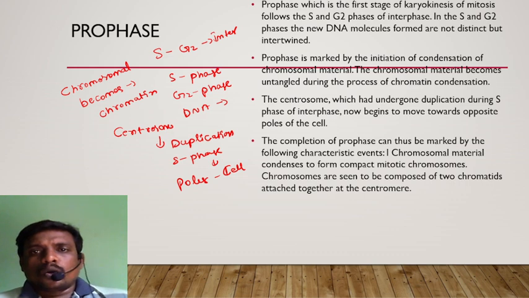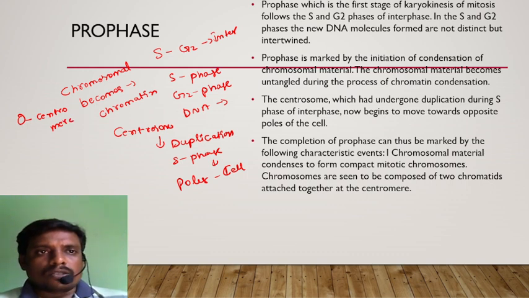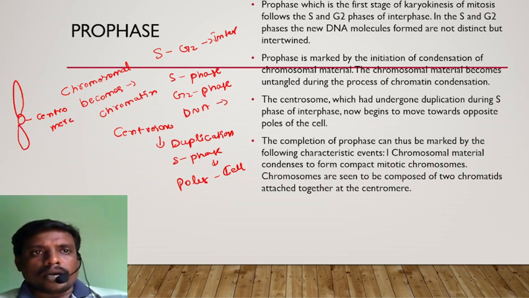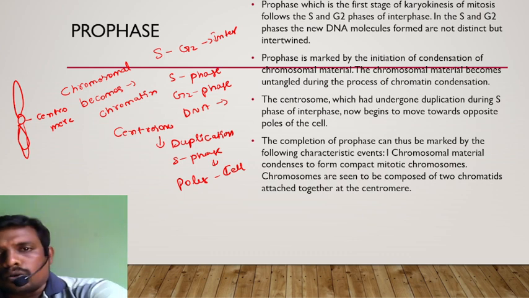Here, chromosomes condense to form the mitotic chromosomes. Chromosomes are seen to be composed of 2 chromatids attached together at the center of the chromosome called a centromere, and these branches are called chromatids.